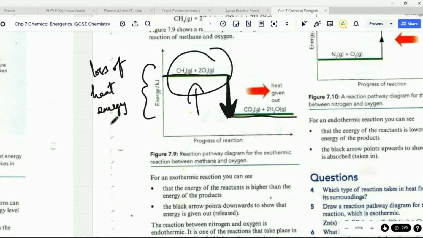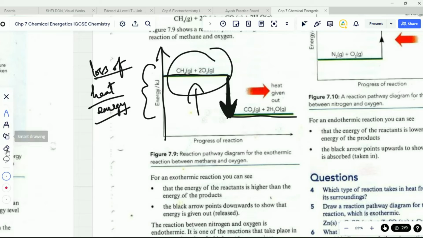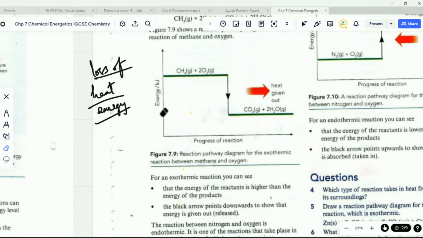In an exothermic reaction, as heat is given off, therefore we will have loss of heat energy. Hence, this is the bar of the energy. It is going to go downwards. So if you ever come across a pathway diagram that looks like this, you must remember that it is a diagram that is representing what? An exothermic reaction. Is this part clear?